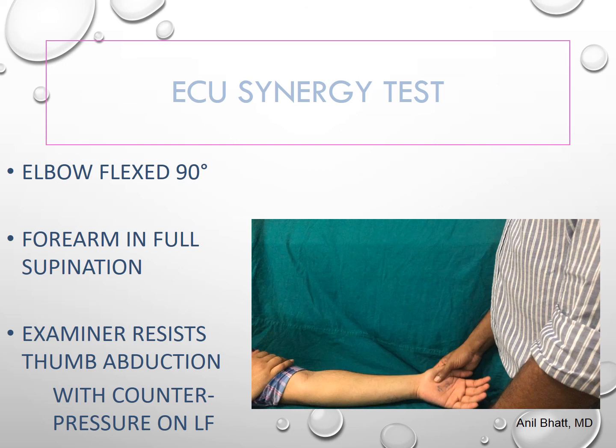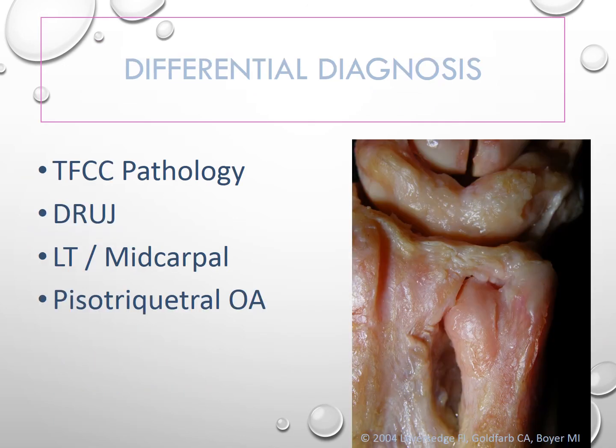The synergy test, as we can see here on this video, is you flex the elbow to 90 degrees, you put the forearm in full supination, and then the examiner resists the thumb abduction with counter pressure on the long finger. He is pointing to the ECU tendon. That causes pain to the patient. Differential diagnosis is TFCC pathology, DRUJ instability or pain, LT injury, midcarpal arthritis, and pisotriquetral arthritis.